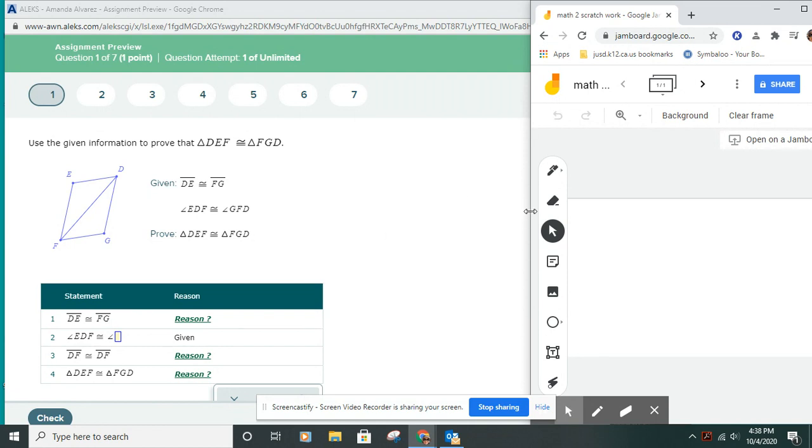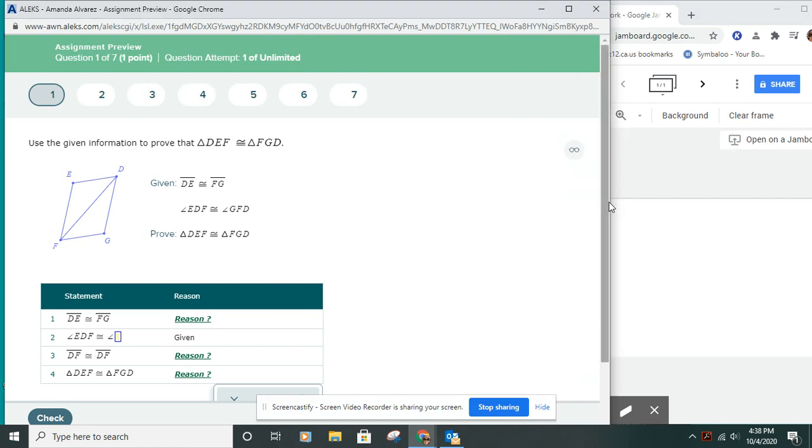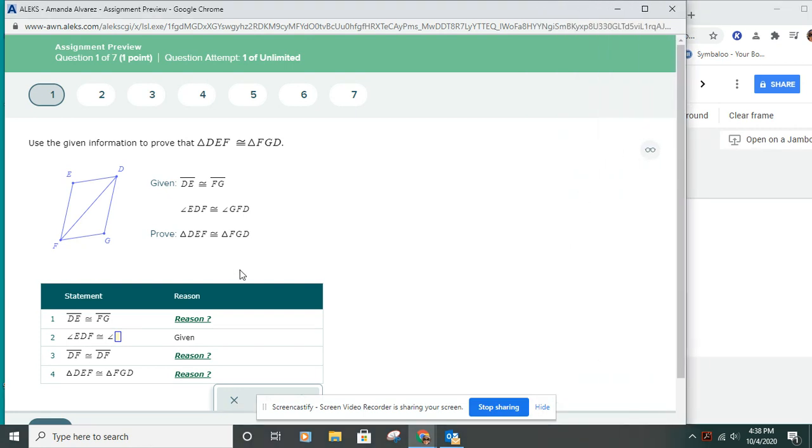This assignment does involve a little bit of working out problems, so I am going to use Google Jamboard to kind of show you how to work it out. So it starts off though with some proofs, so I'll just show this real quick.